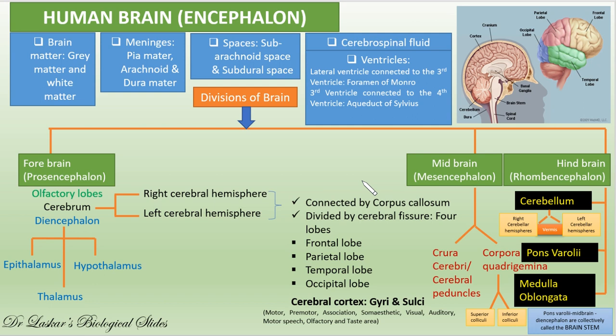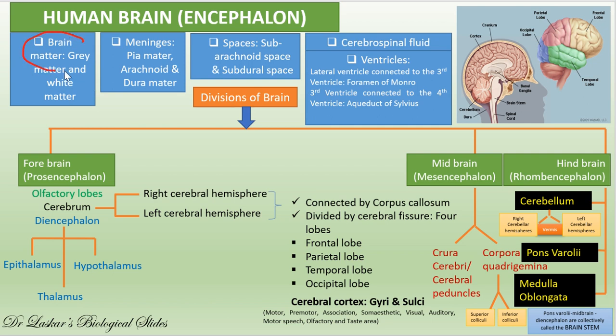Hello students, today in this video I am going to talk about the structure of the human brain, which is also known as encephalon. The human brain is the enlarged anterior part of the central nervous system, which is lodged in the cranial cavity or cranium of the skull. It weighs about 1.2 to 1.4 kg and it is made up of about 10,000 million neurons.